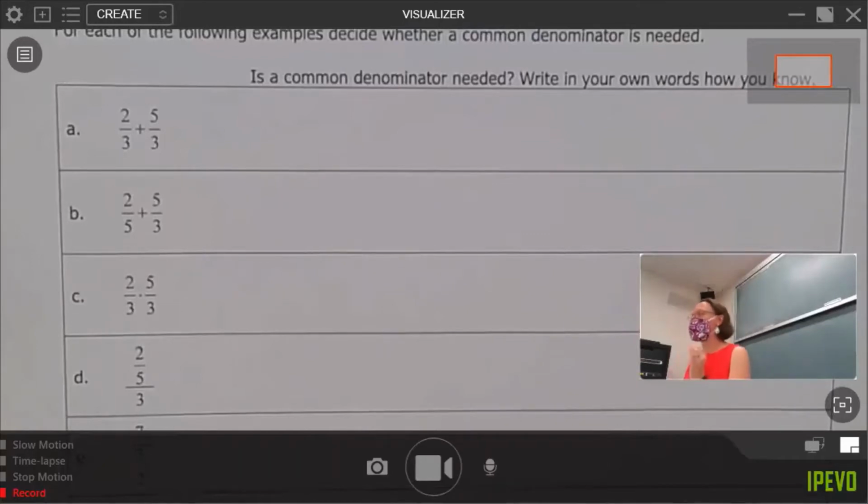People found at least one where to simplify it would require getting a common denominator. Okay.